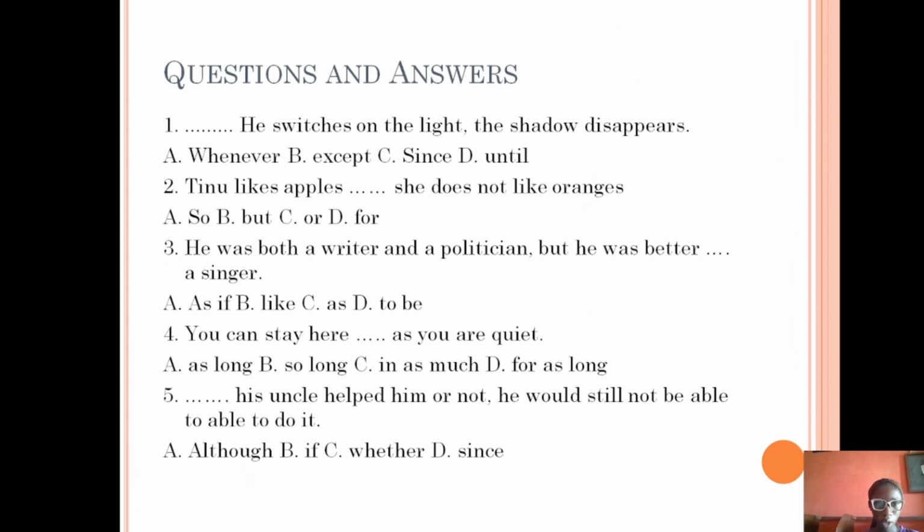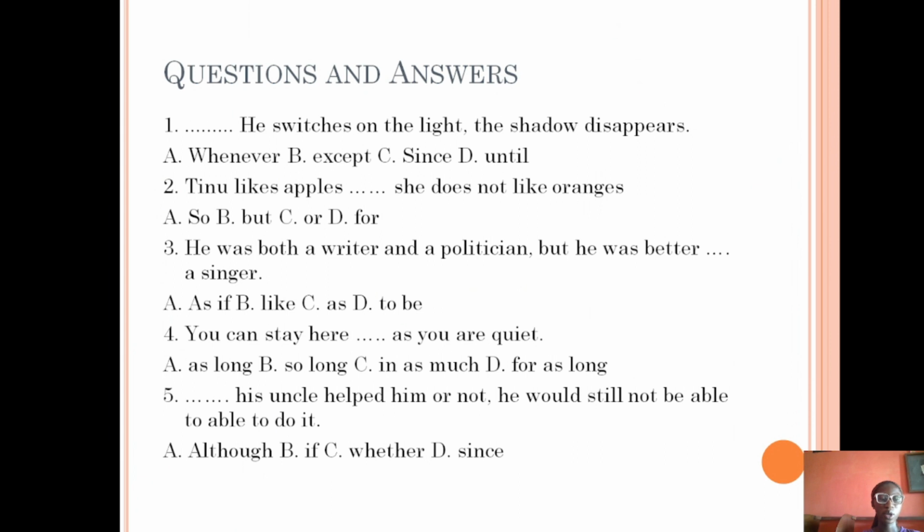Question 4. You can stay here dash as you are quiet. A. As long. B. So long. C. In as much. D. For as long. The correct option is option A. You can stay here as long as you are quiet. As long as is an example of a correlative conjunction, and that is the appropriate conjunction for this sentence.